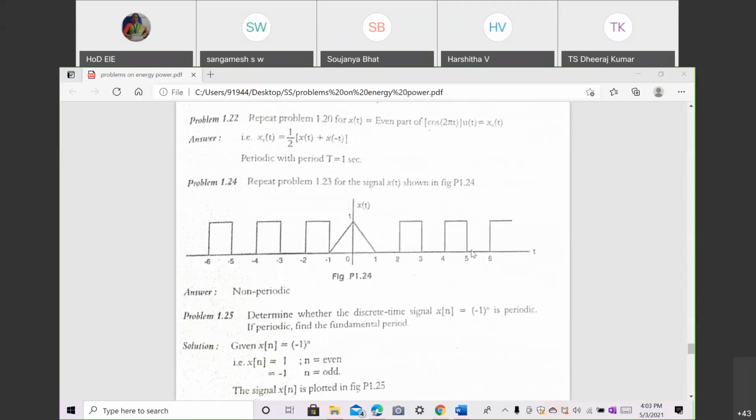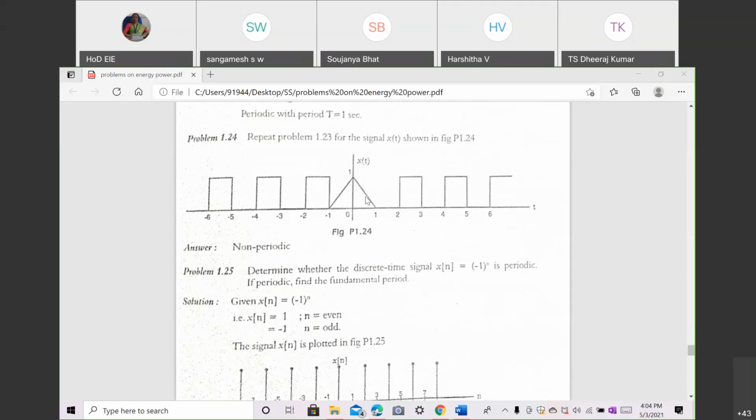Then next, that is cos 2 pi t. Cos 2 pi t means cos omega t, where omega is 2 pi. T equals 2 pi by omega. Omega is 2 pi, so 2 pi and 2 pi get cancelled, and we get 1 second.